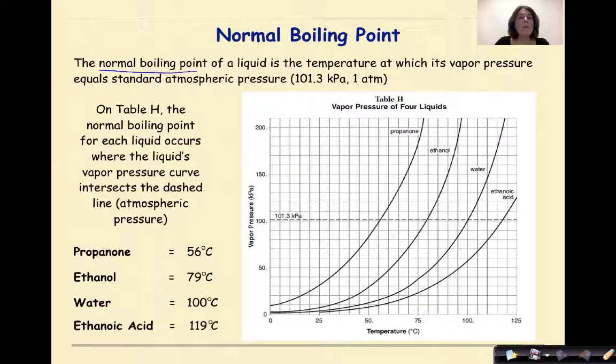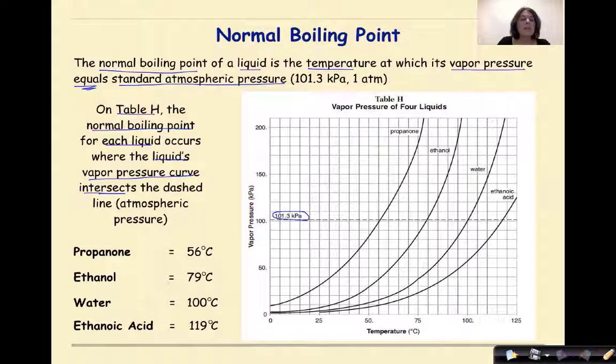The normal boiling point of a liquid is the temperature at which its vapor pressure equals the standard atmospheric pressure, which we define as 101.3 kPa in 1 atmosphere. On Table H, the normal boiling point for each liquid occurs where the liquid's vapor pressure curve intersects at the dashed line, which is atmospheric pressure. So this is atmospheric pressure right here, 101.3 kPa or 1 atmosphere, but our Y axis is defined as kPa, which is why our dashed line is 101.3 kPa.